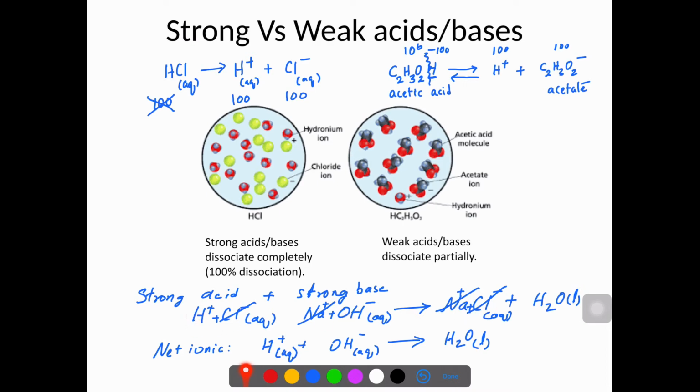This is a strong acid. Strong acids dissociate completely, so that's why you can ionize it. And when you cancel out, you are left with this equation. So that's the net ionic equation for any strong acid base reaction. Protons from the acid react with the hydroxides from the base to create water. That's what is happening at the net level.